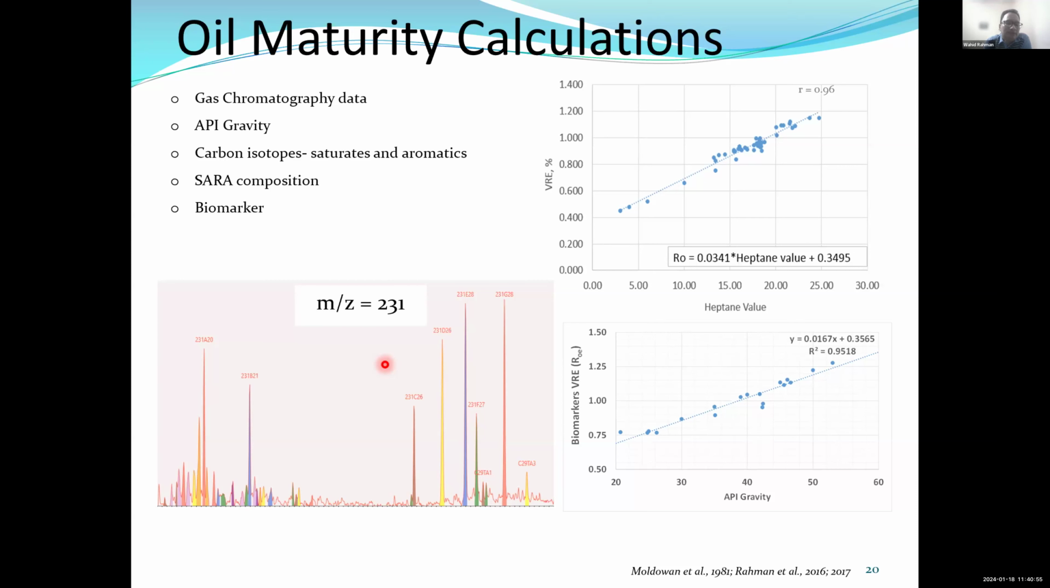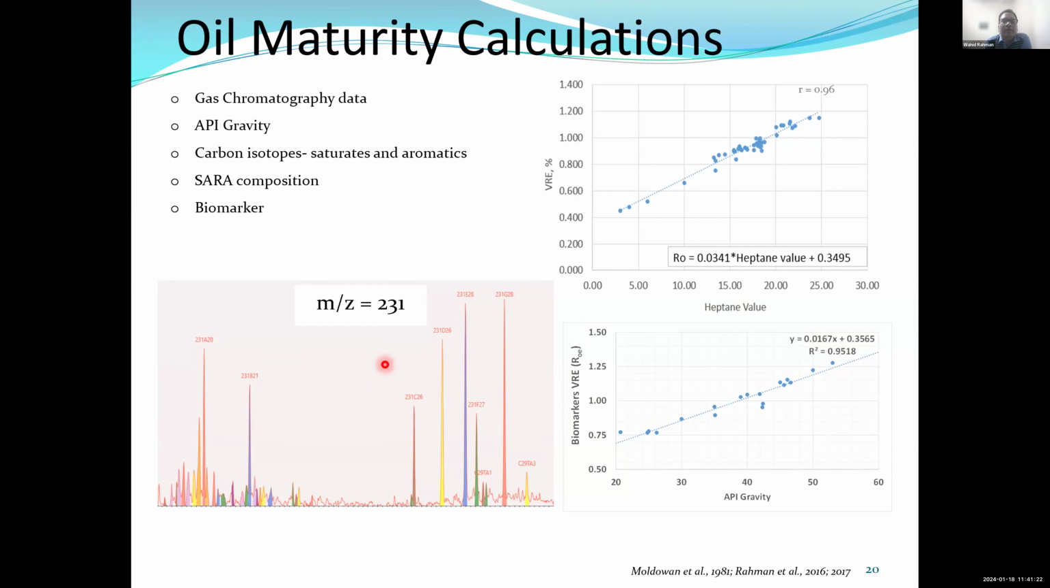In this case, on the bottom left, I have m/z 231. It's an aromatic biomarker called triaromatic steroids. You have 1, 2, 3, 4, 5, 6, 7, the big peaks you see. You take the light triaromatic steroids over the summation of all the steroids, and it gives you a number. That number is very correlatable to the thermal maturity of the rock.